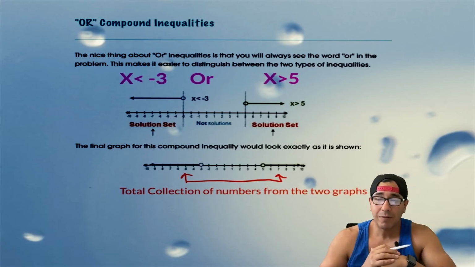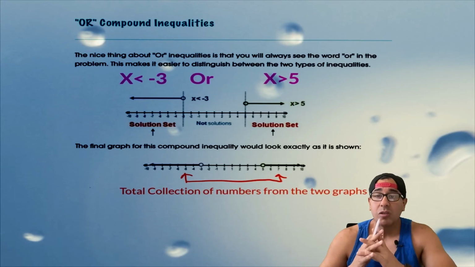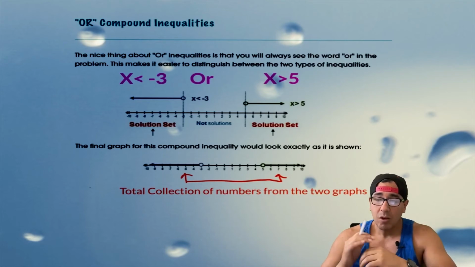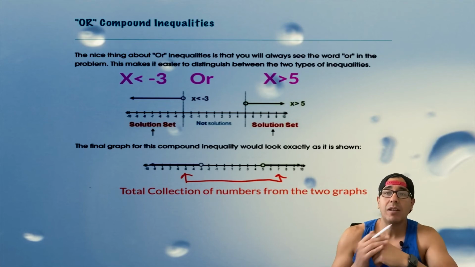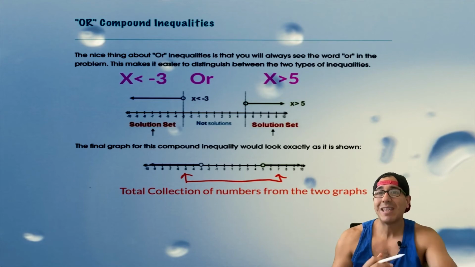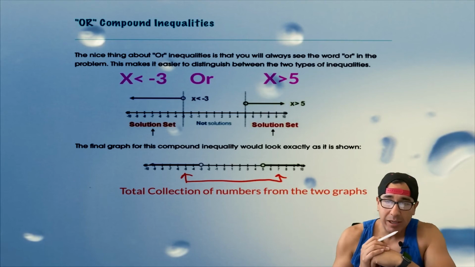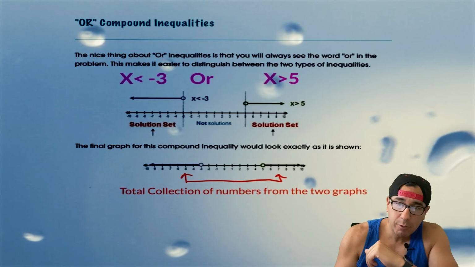which are greater than 5. So for our solution set, our final answer, when we look at OR, what we're looking at is the total collection in numbers from both graphs. So in this case, we don't care about what they have in common. We want everything. We're bringing everybody to the party, okay? So here we go. So let's do an example.